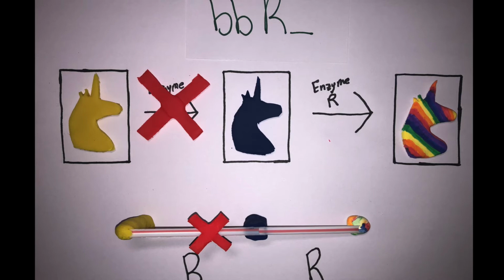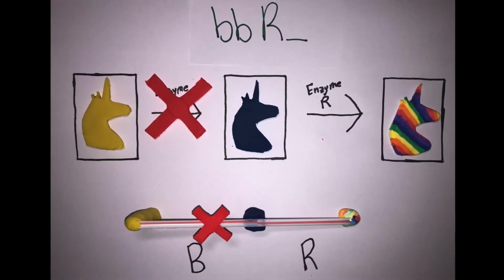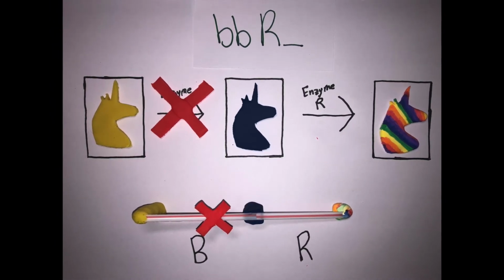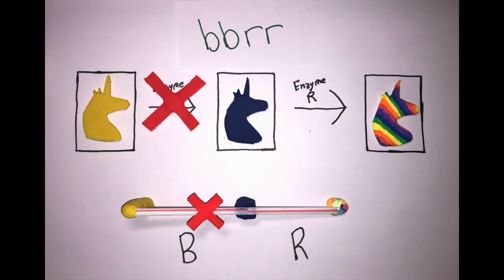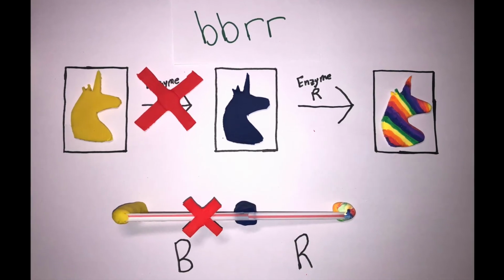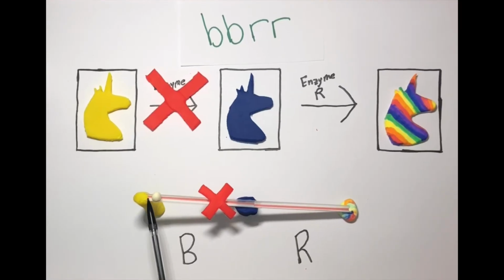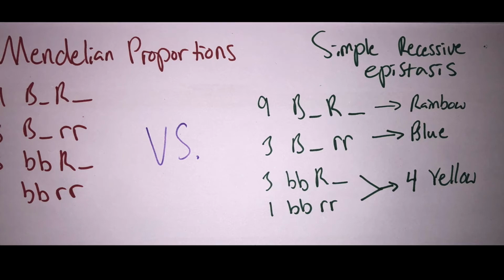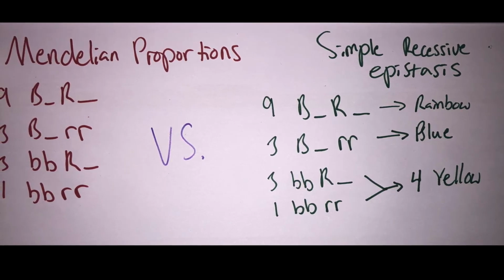For the first locus recessive and the second dominant, the enzyme B will not be activated, so it does not matter what the R allele is, ending in the coat color as yellow for 3 of the 16 offspring. Finally, with both loci recessive, there is also no enzyme activation, resulting in 1 additional yellow coat color. Overall, this results in 9 unicorns with a rainbow coat color, 3 with blue, and 4 with yellow.